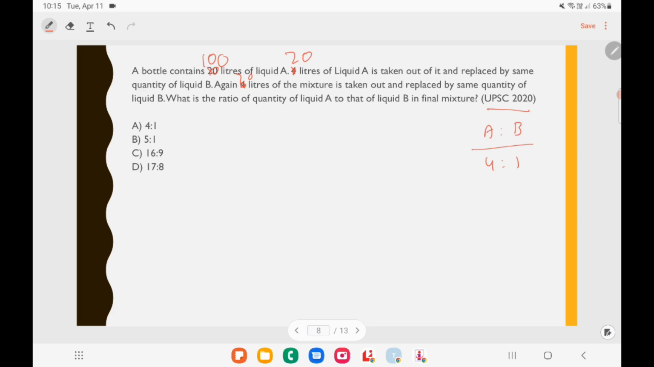So a bottle is containing 100 liters of A initially. Then 20 liters of A is taken out. So it is becoming 80 A. And to that I am adding the same quantity of B. That means 20 B I am adding. So this is the condition now.